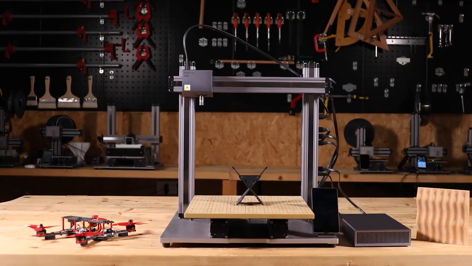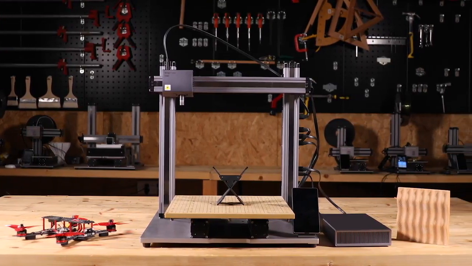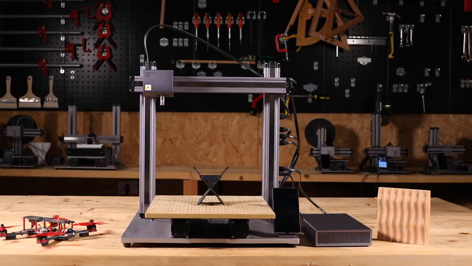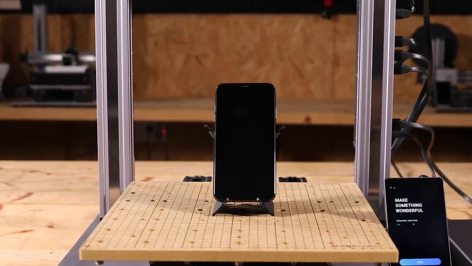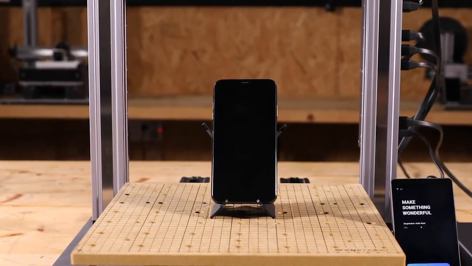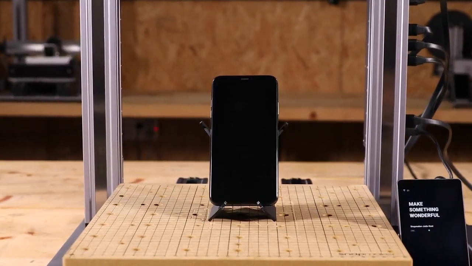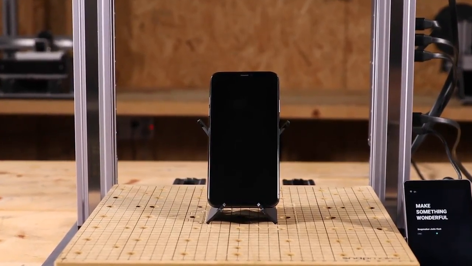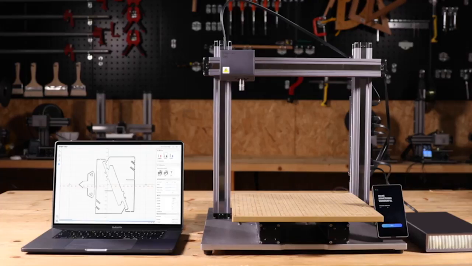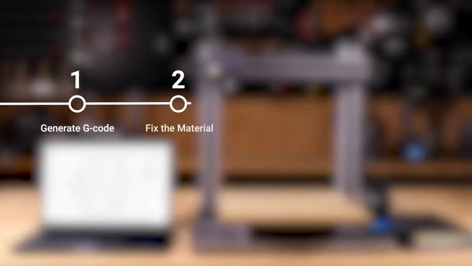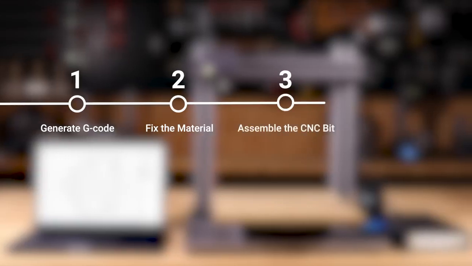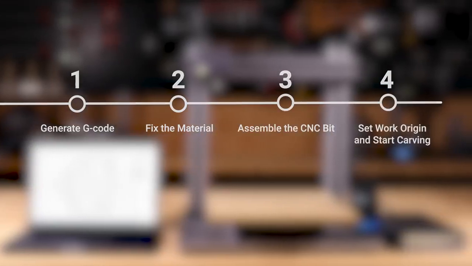The CNC function allows you to carve or cut various materials into certain shapes. In this video, we're going to demonstrate the use of Snapmaker 2.0 CNC function by cutting a phone holder. It will cover the whole process of CNC carver usage, including generate G-code, fix the material, assemble the CNC bit, set work origin, and start carving.